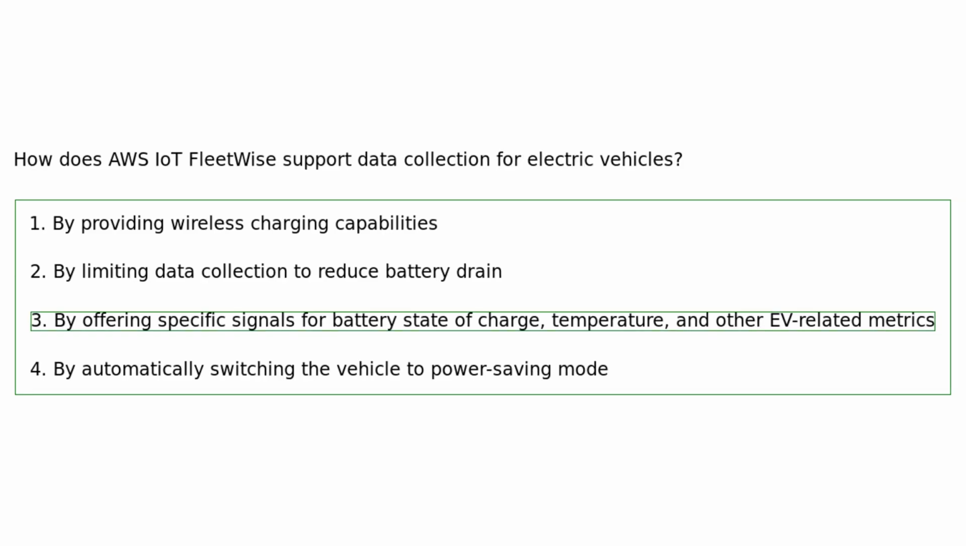AWS IoT FleetWise supports electric vehicles by offering specific signals tailored to EVs, such as battery state of charge, temperature, and other relevant metrics, enabling detailed monitoring and analysis of electric vehicle performance.